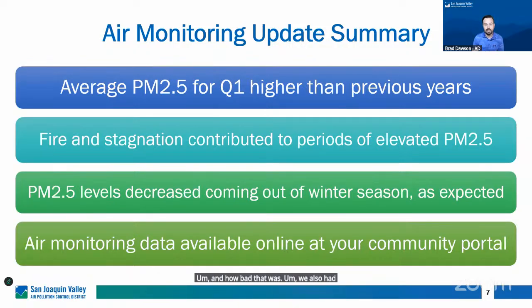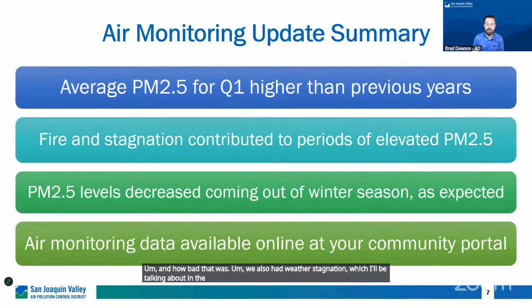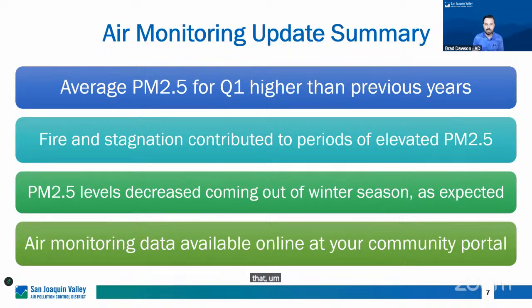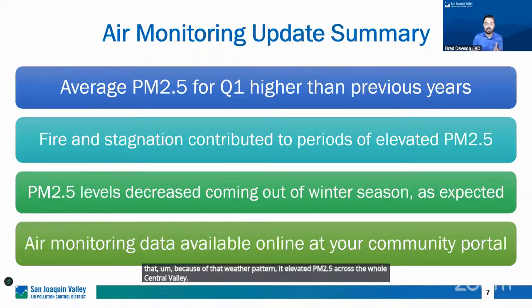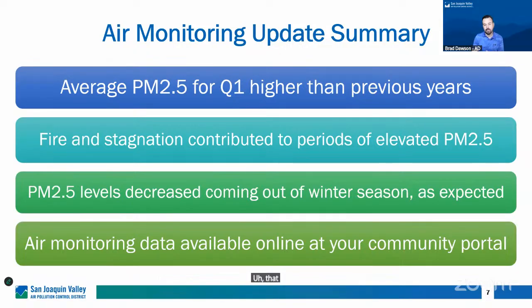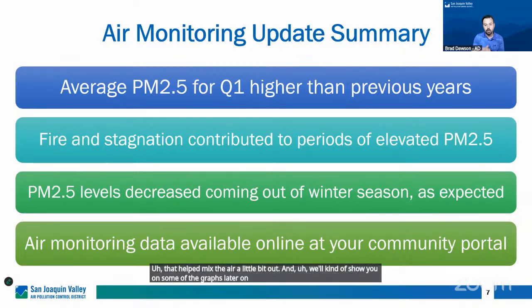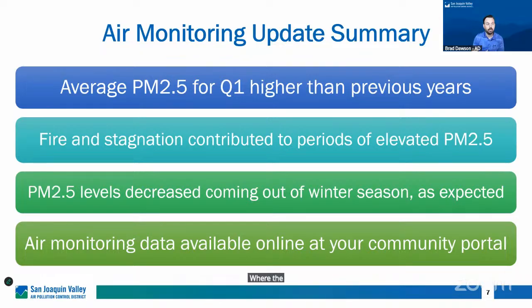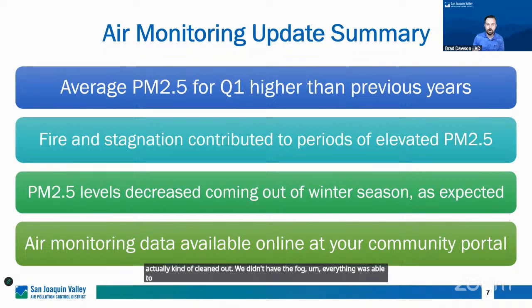We also had weather stagnation, which I'll be talking about in the next slide. Because of that weather pattern, it elevated PM 2.5 across the whole Central Valley. Once we did get some weather systems in, when we got some rain, some wind, that helped mix the air a little bit out. And we'll show you on some of the graphs later on where the air quality improved, and you can see the dips and like, oh yeah, that's where the weather actually cleaned out. We didn't have the fog. Everything was able to mix properly.